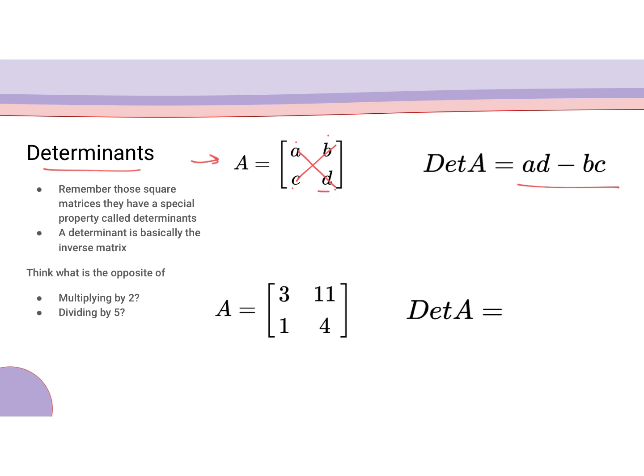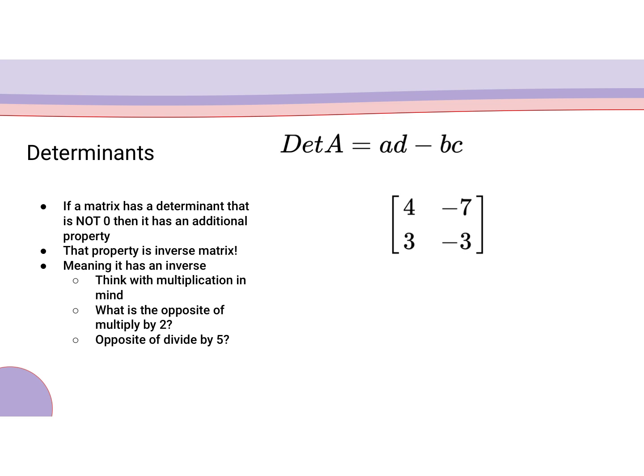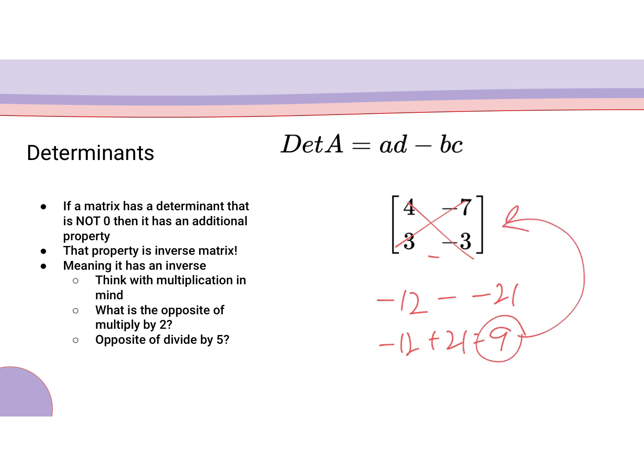I kind of think of it like swooping down one diagonal and then up through the other. So let me show you how we do it here. I would do 3 times 4, which is 12, minus 11 times 1, which is 11. So the determinant of A is just 1. Okay, so again, we can do it here. 4 times negative 3 is negative 12, minus the value of the other diagonal, negative 21. So negative 12 plus 21 equals 9. So the determinant of this matrix would just be 9.